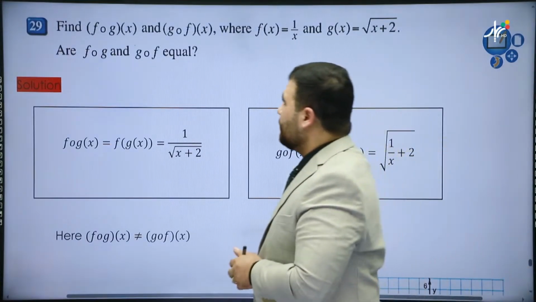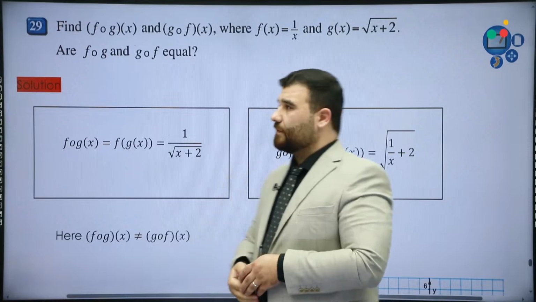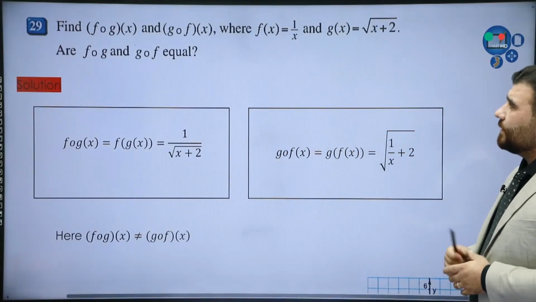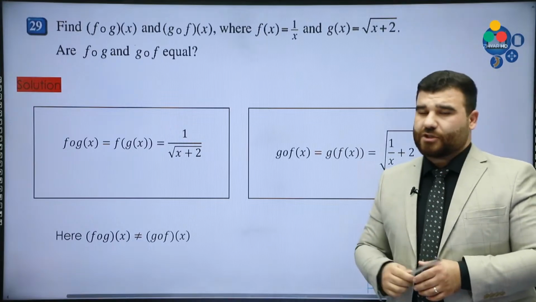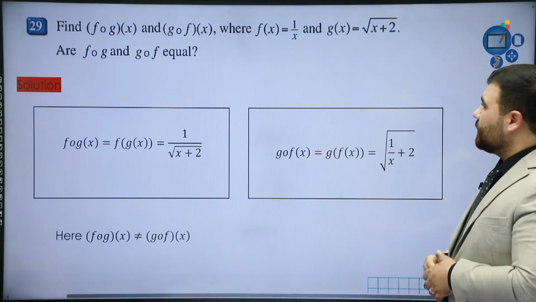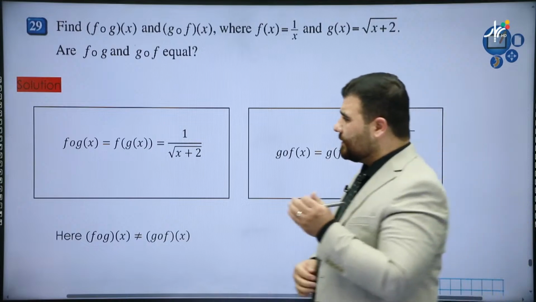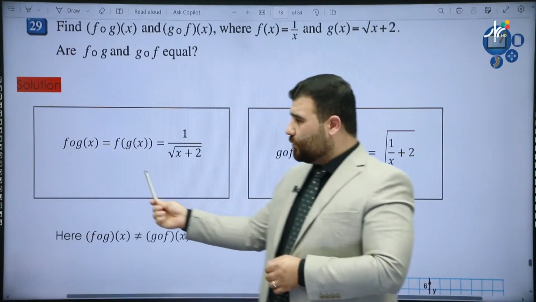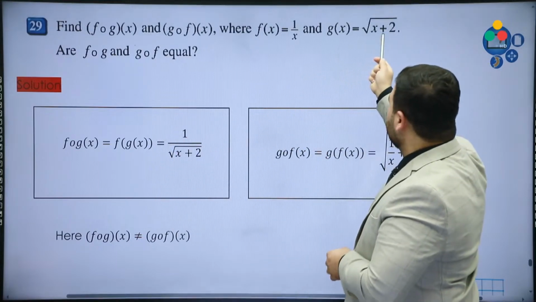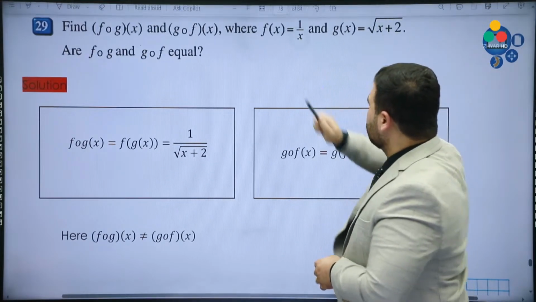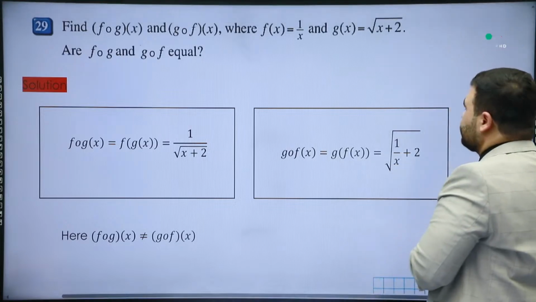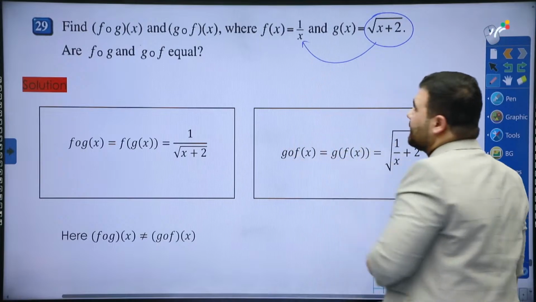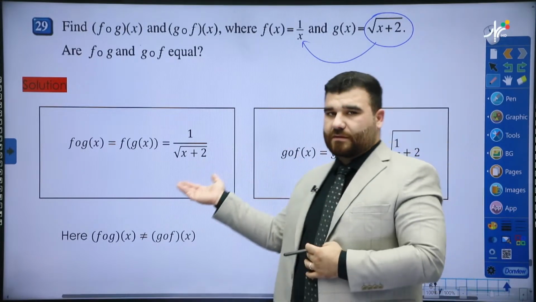Question 29. Find f of g and find g of f. Again, compare to see if they are equal or not. f(x) this time is 1 over x and g(x) is x plus 2. Okay. To find f of g means put g in f. Put g in f means put the function g all in place of x in the function f. This g goes in place of x in f. It's going to look like this.